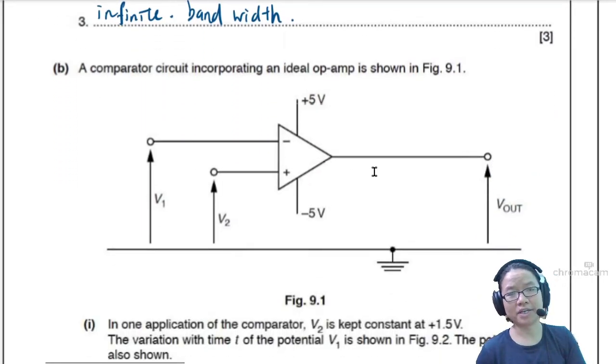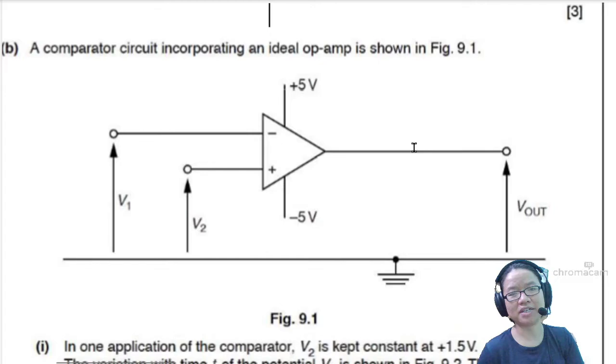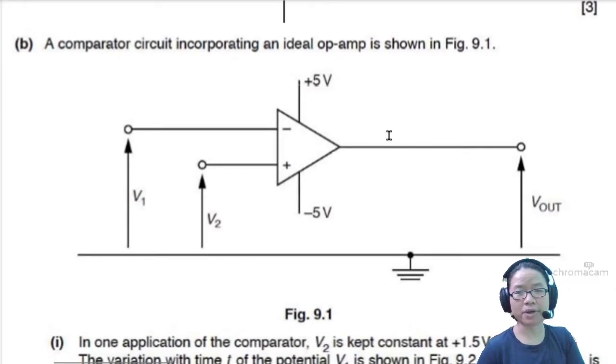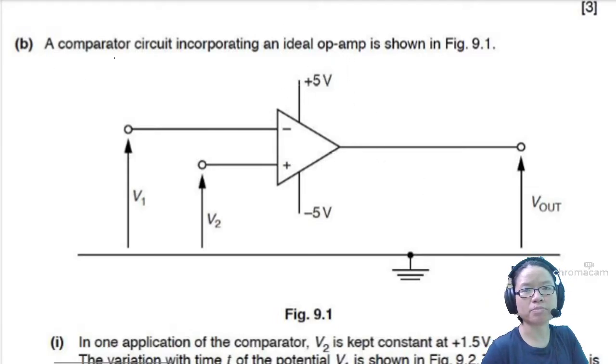Alright, so let's look at B. This is a comparator circuit. They nicely tell you the type of circuit. How do you know it's a comparator circuit? There's no connection between the output and the input. So we are comparing, let me underline, comparator circuit.